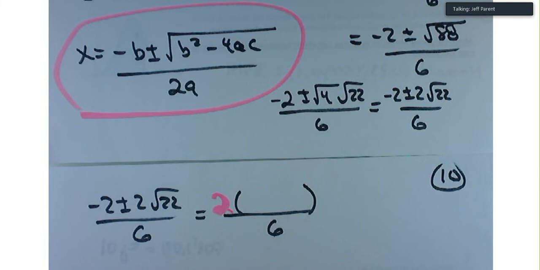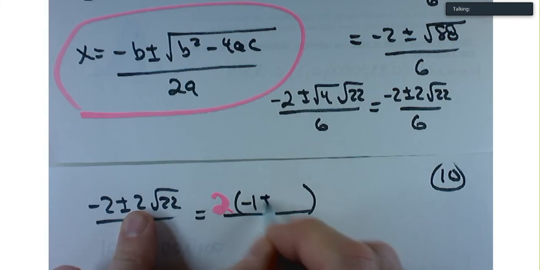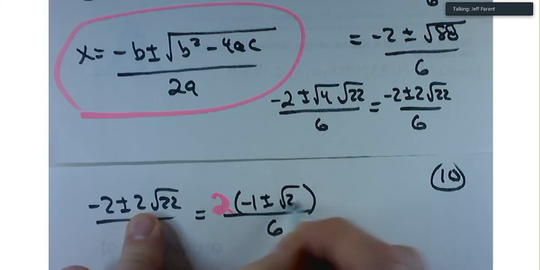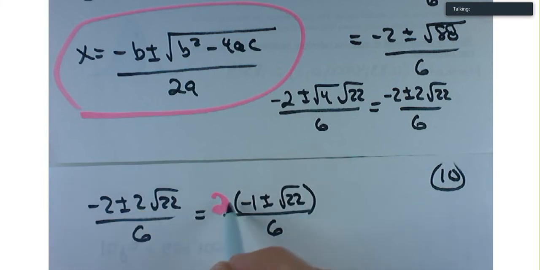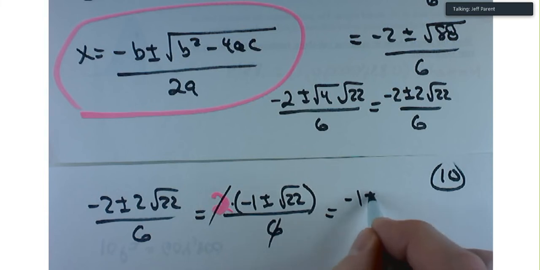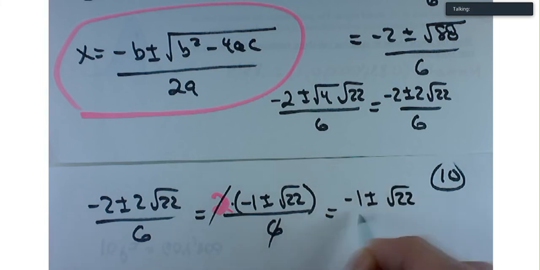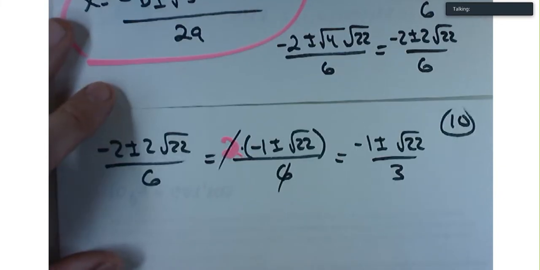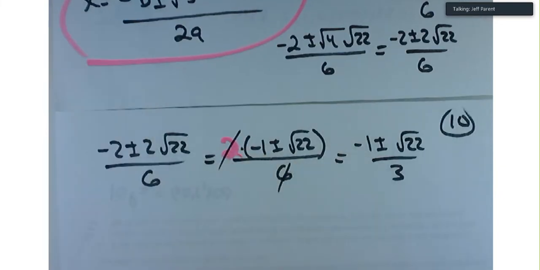What's that going to leave behind? Well, negative 2 divided by 2 is negative 1, plus or minus square root of 22. Now that I've factored it, now that there's multiplication between these terms, now I can cancel and get negative 1 plus or minus the square root of 22 over 3. You should be able to do it that way.